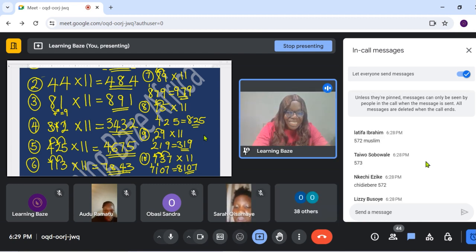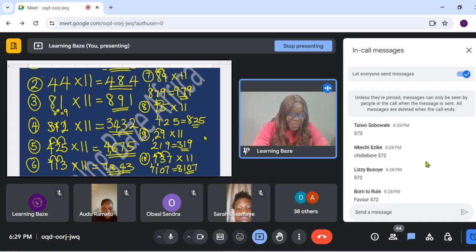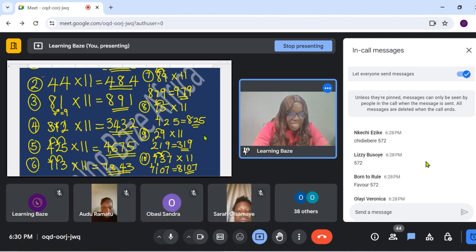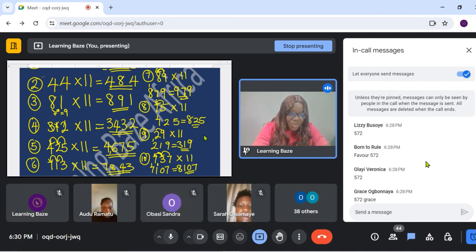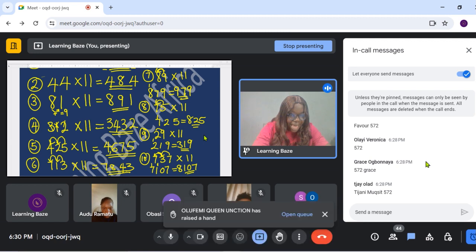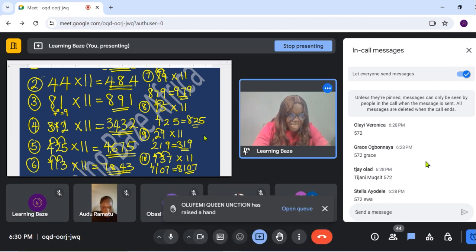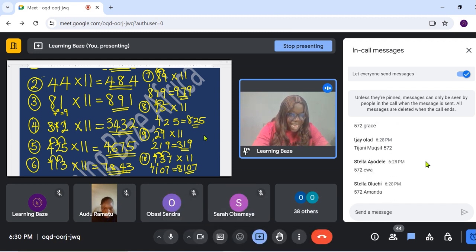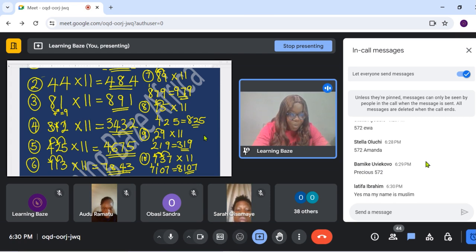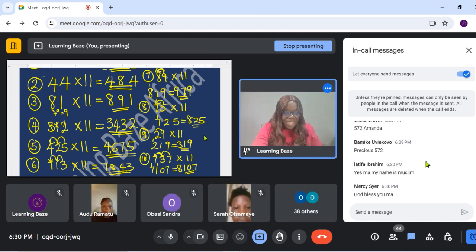Latifat Ibrahim, is your name Muslim? You didn't type your name, Muslim. Okay, no problem. The child with Taiwo Shobowale, you didn't type your name. Chidiebere, correct. Lizzie Busoye, okay, I'll mention your email. Correct. Favor, correct. Olayi Veronica, correct. Grace, correct. Tijani Muxi, correct. Ewa, correct. Amanda, Precious, correct. Oh, your name is Muslim. I like that. That's good.